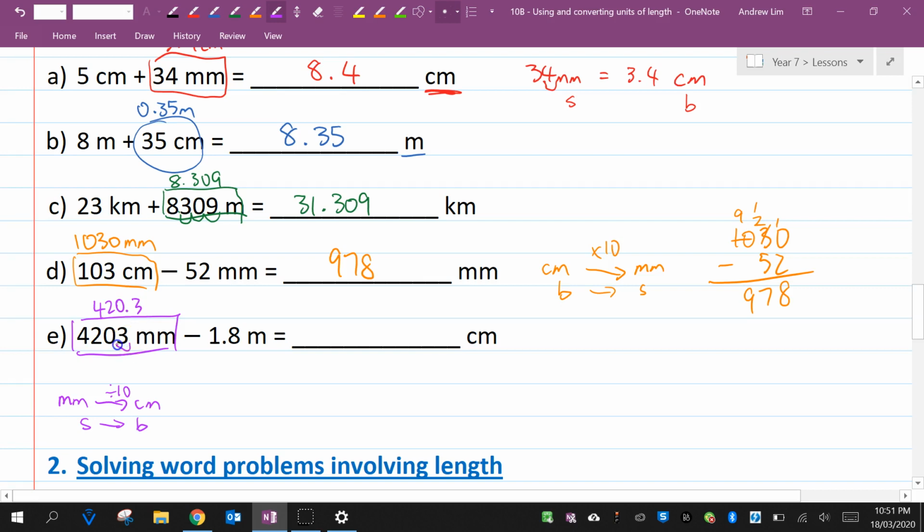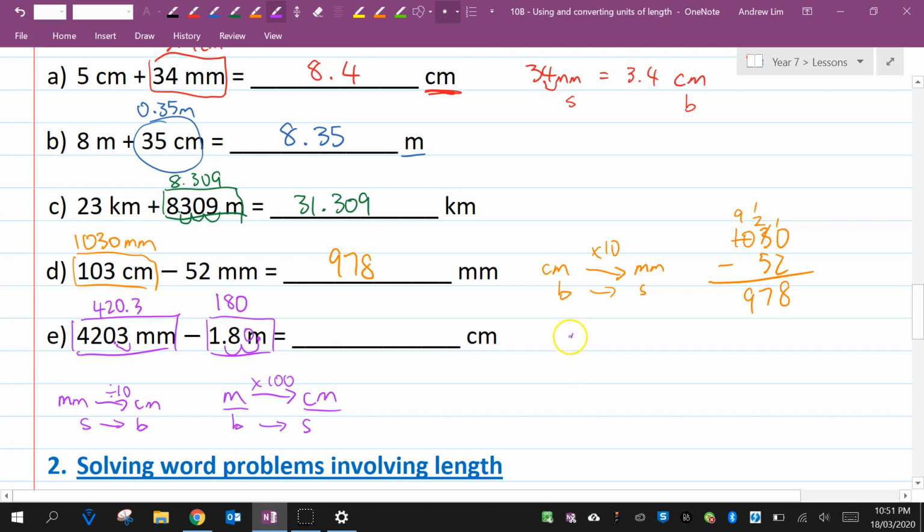420.3. Okay, move the decimal point to the left once. This one, from meters to centimeters, from big to small, it's too small, so I need to multiply. But I'm going to multiply by 100 because there are 100 centimeters in a meter, which means I'm going to move this decimal point to the right twice.